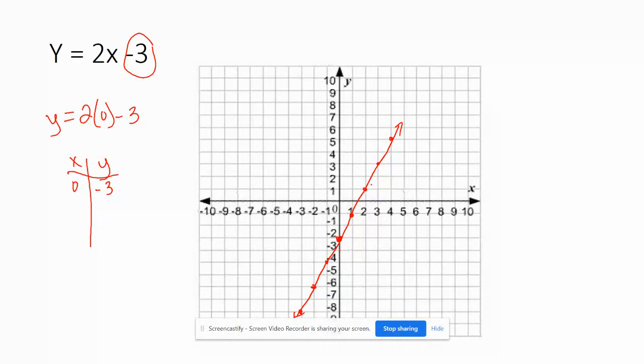Let's plug in a random point, 2. 2 times 2 minus 3 would give me 1, right? So 2 would give me 1. Isn't that what I got here? 2 gives me 1. You should know how to do the x and y charts, the input and output charts, from the beginning.